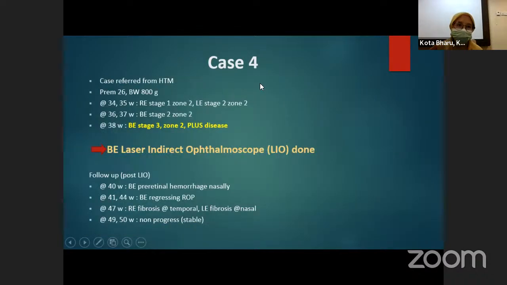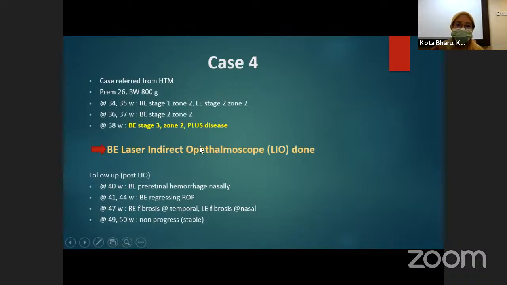Then we proceed with case 4. Case 4 also referred from Hospital Tanah Merah. It's a prem 26 weeks with birth weight of 800 grams. First review, initial review at 34 to 35 weeks, already stage 1 at right eye, and left eye stage 2, zone 2. And subsequent review at 36, 37 weeks, it further progressed to stage 2, zone 2. And at 38 weeks, it further progressed into stage 3, zone 2 with plus disease.